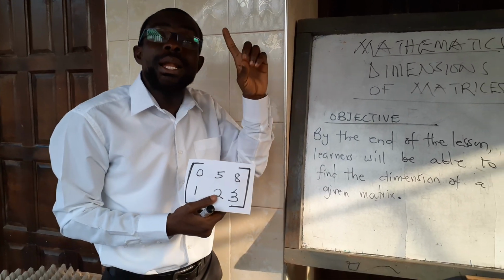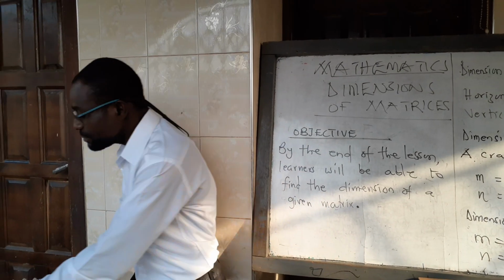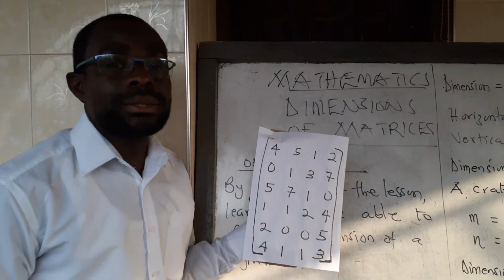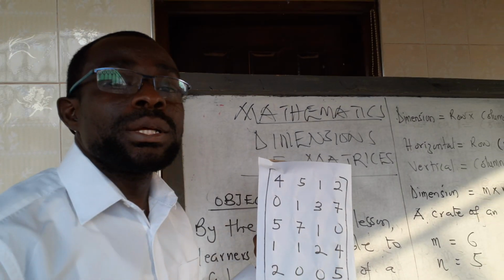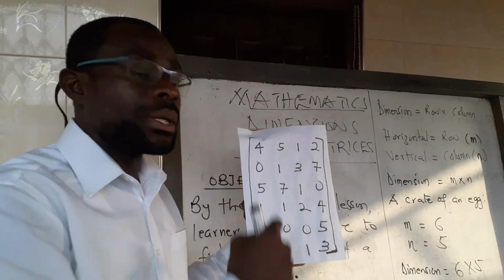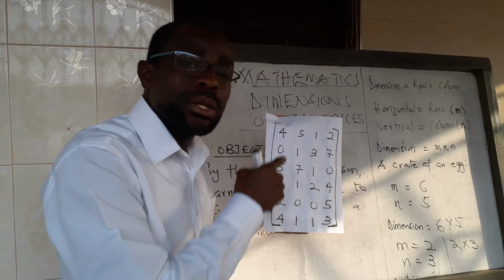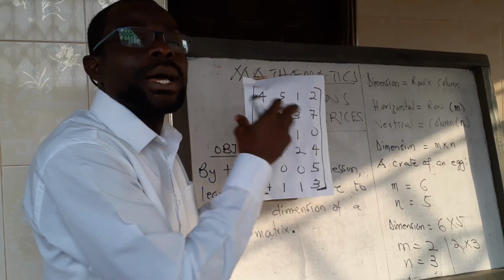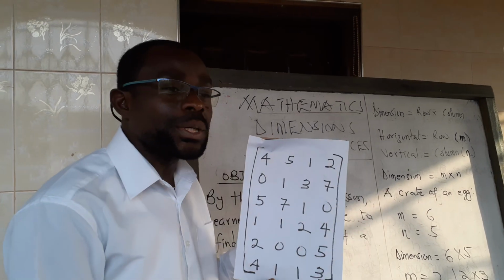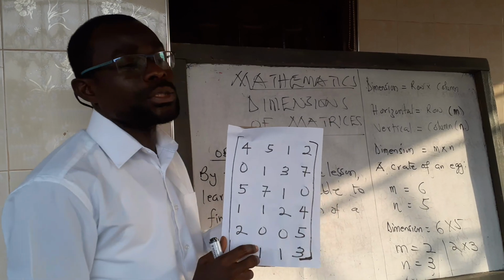I'm going to give you one assignment for you to go and try. This is our assignment. I'm going to write it on the board so that you go and find the dimension for these very matrices. Tell me the number of rows and the number of columns that define these very matrices. I hope it is clear. Any other questions, students? Very good. I hope you've all understood it.